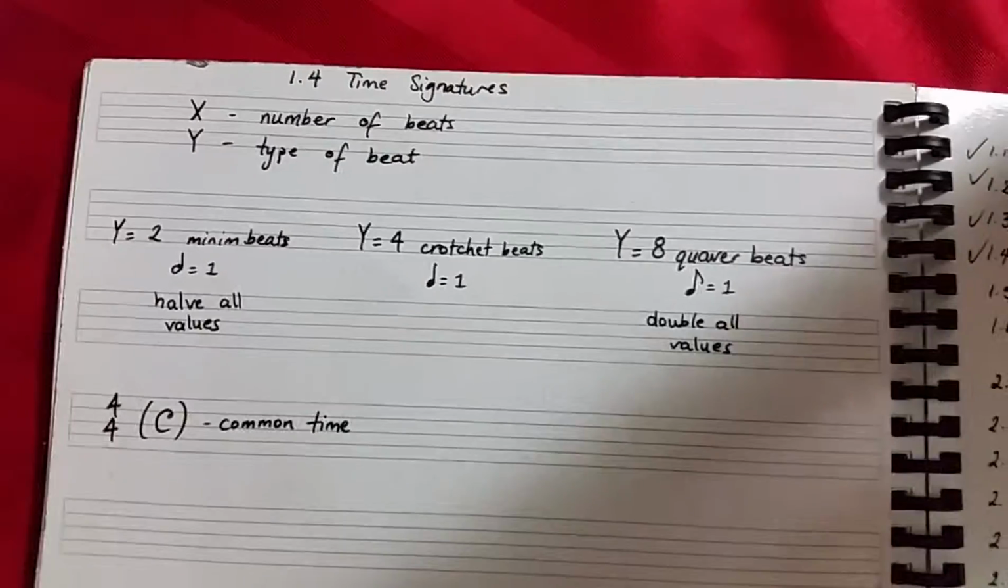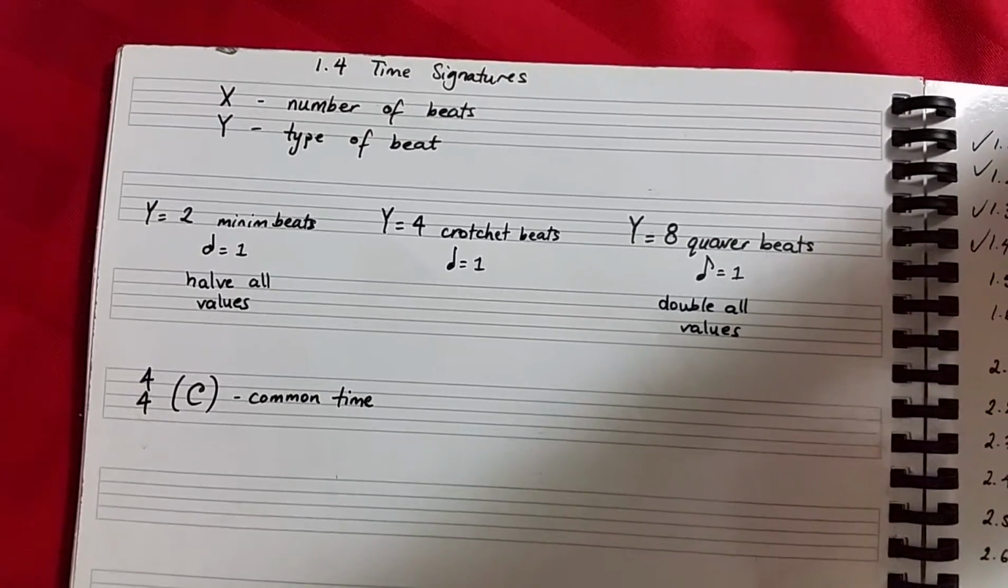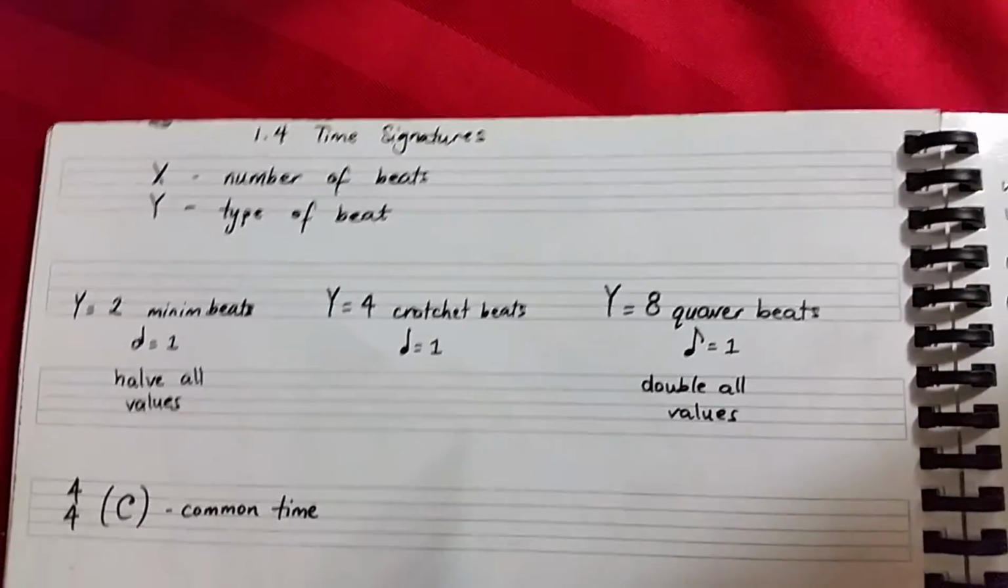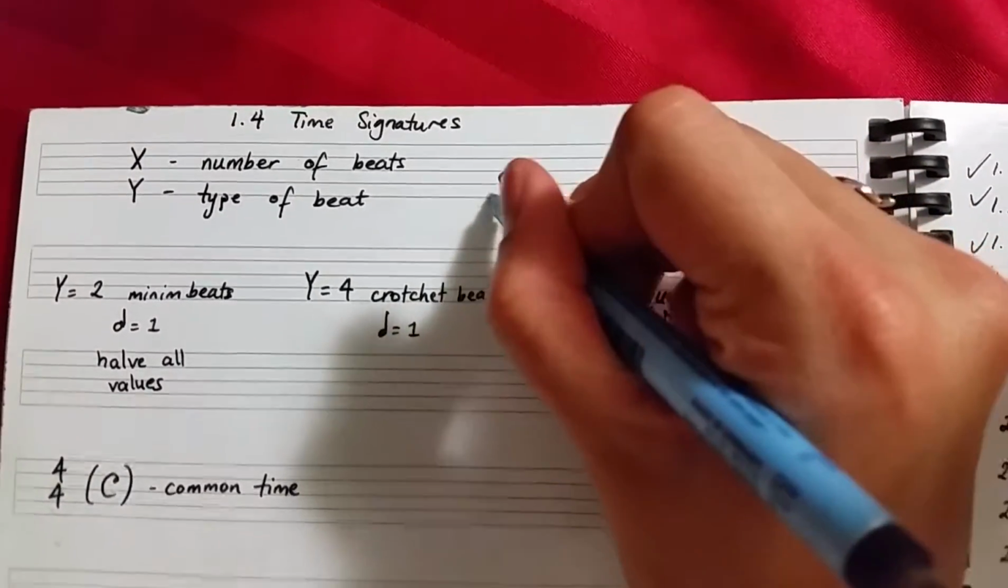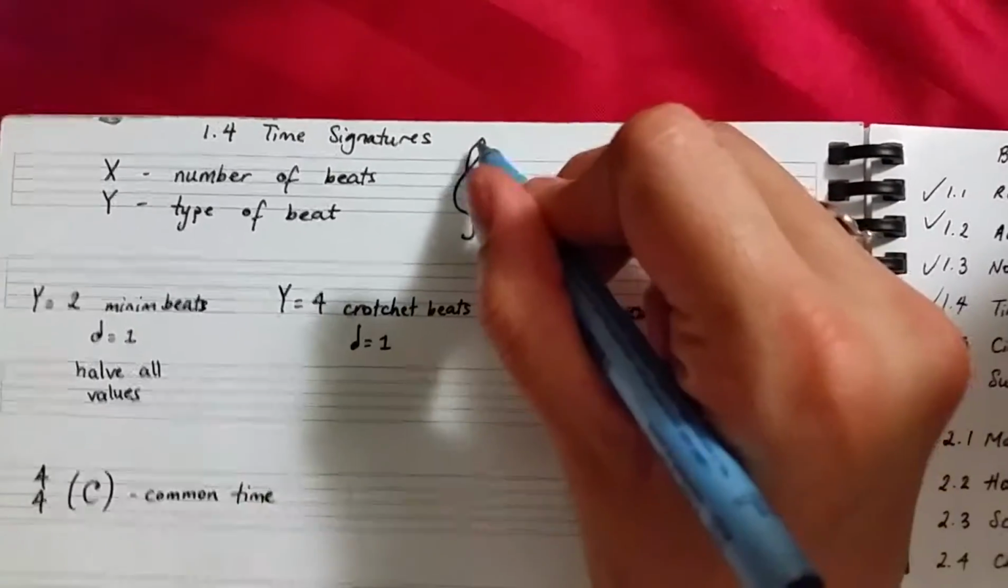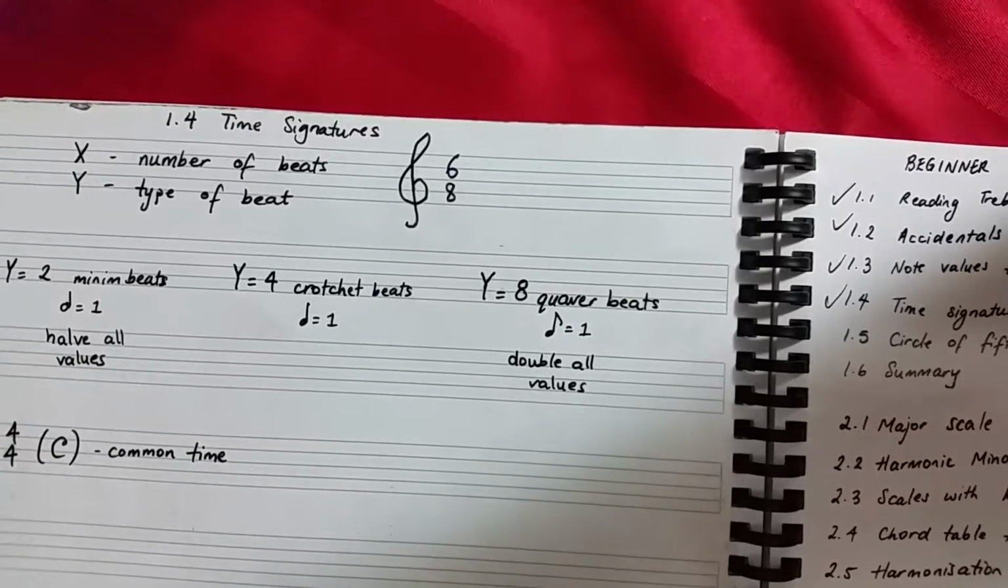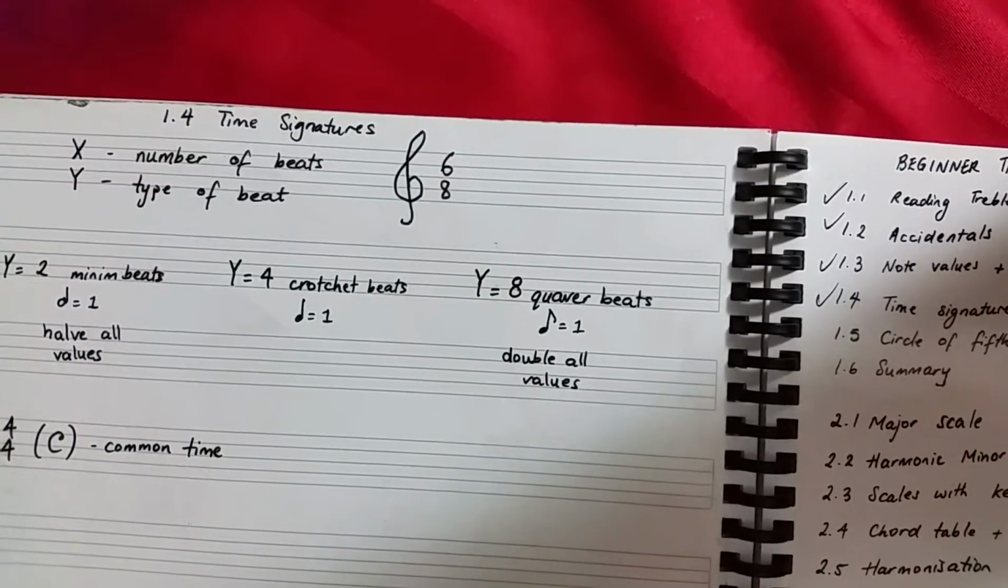Hey, welcome to the fourth video for beginner theory, time signatures. Now, a time signature is written directly after the clef. So you'll have a piece of music, you have the clef, and then you'll have two numbers. So what are those two numbers? Those two numbers are a time signature.